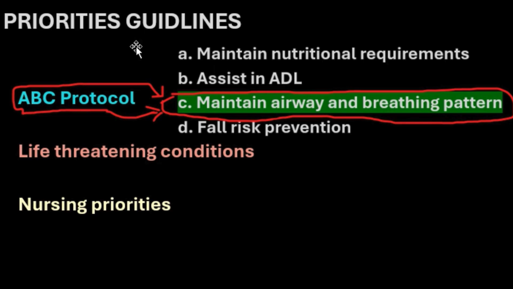Priorities and guidelines, as we already saw in application level questions: ABC protocol, life-threatening conditions, and nursing priorities should be addressed first. Here, there is already an airway and breathing component mentioned, maintain airway and breathing pattern. So this will have top priority for the implementation phase. Airway and breathing should be addressed first, then only the nutritional requirement, assisting activities of daily living, fall risk prevention, etc. will come.